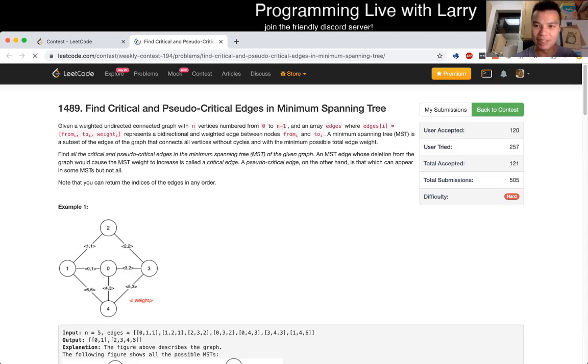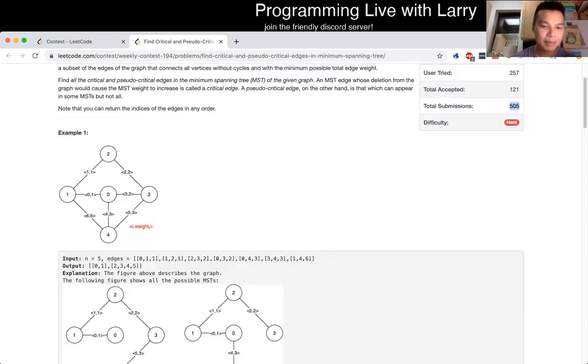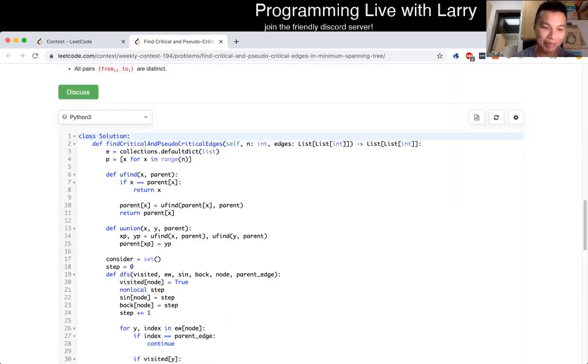This one was hard. So in the contest, only 121 people solved it. So you know that this is a pretty hard problem, and people didn't even bother submitting it. So this is definitely a very hard problem. I was able to get it at the very last minute with a lot of code.